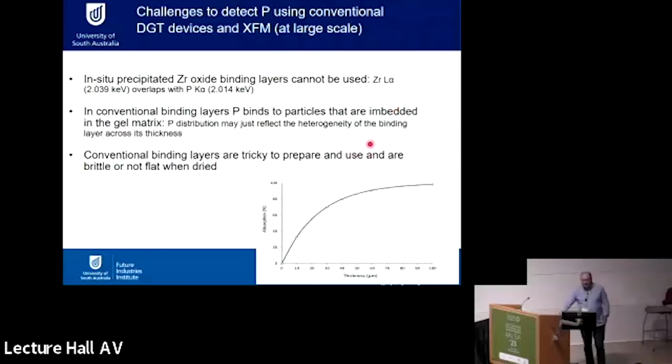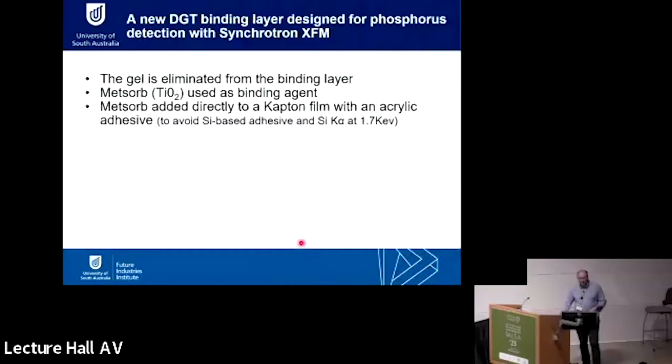It is also a system that uses the resin embedded in a gel. And if you look here, just 10 microns of a gel in which the resin is embedded absorbs 40% of the fluorescence. So you cannot actually embed the resin in a gel. And also the conventional binding layers are very tricky to use. They are 95% water. Using them in the field is not simple. So we redesigned them completely. We got rid of the gel completely.